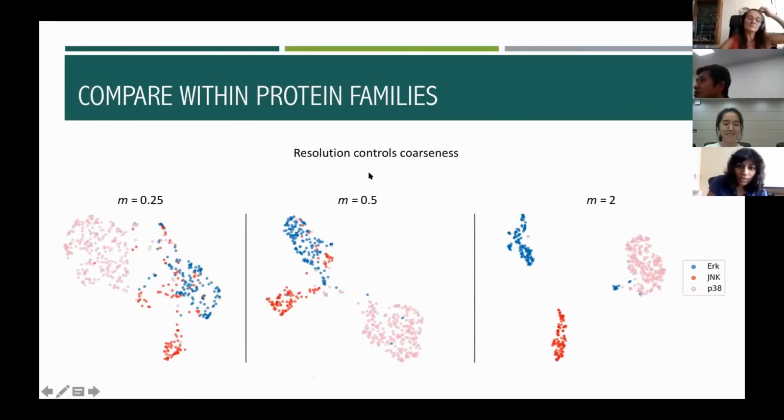And here's where the resolution parameter comes into play, because if you use a low resolution, then you don't get a good separation because these are really similar proteins and your embeddings are too coarse. But as you increase the resolution, you can suddenly separate them much cleaner.